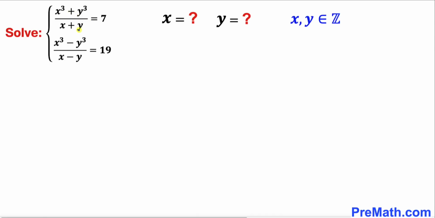In this video, we are going to solve this given system of equations: (x³ + y³)/(x + y) = 7, and the second equation is (x³ − y³)/(x − y) = 19. In other words, we are going to solve for x and y, where x and y are integers.